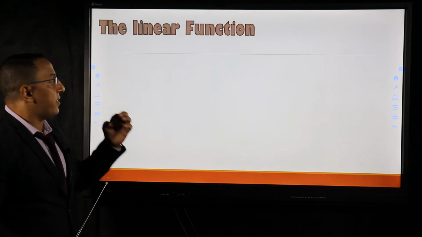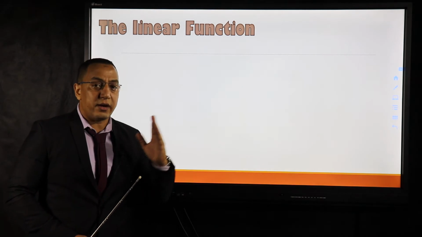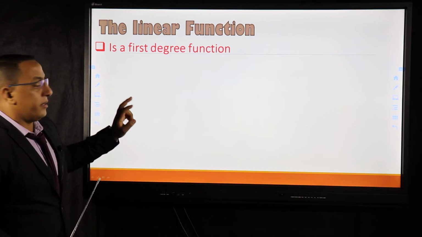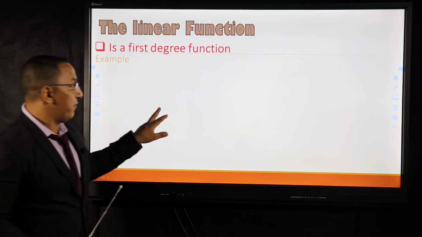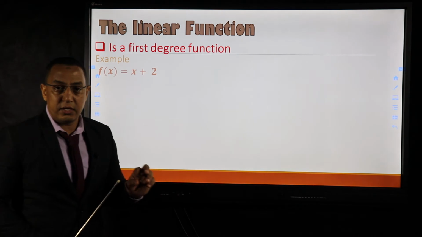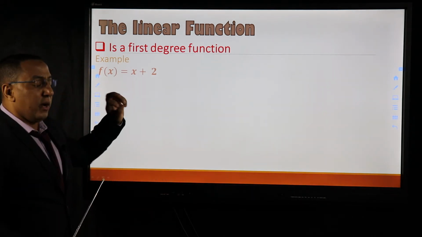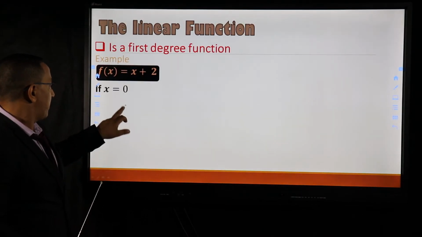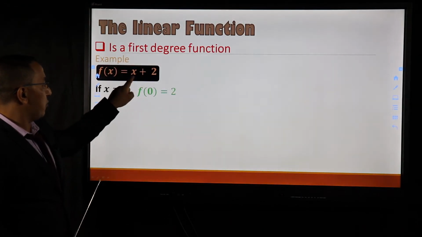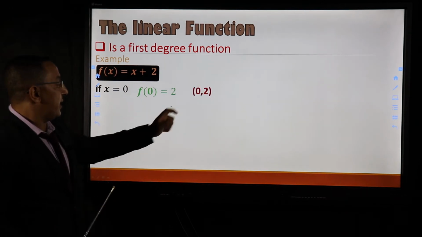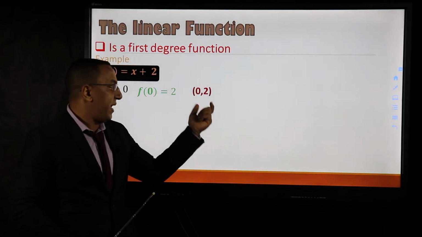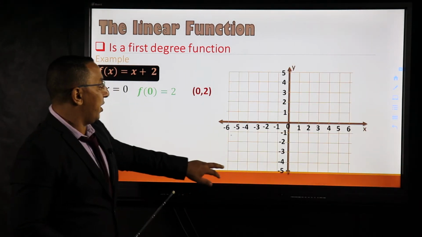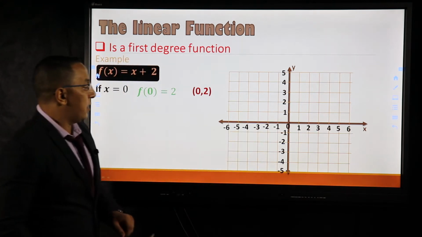Now let's study the linear function. The linear function is a function of the first degree. For example, if we have f of x equals x plus 2, so by putting, for example, x equals 0, f of 0 equals 0 plus 2 equals 2. Written as an ordered pair (0, 2), represented graphically by (0, 2) here in this position.